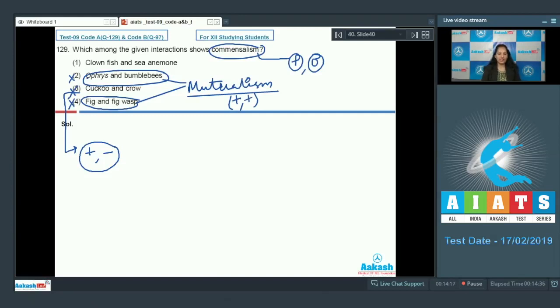This is clownfish and the sea anemone, in which clownfish is benefited. It is plus, and sea anemone shows the zero as it is neither harmed nor benefited. Clownfish gets protection from the predators by hiding itself in the tentacles of the sea anemone. So the correct option for the given question is option number 1. Let's move to the next question.